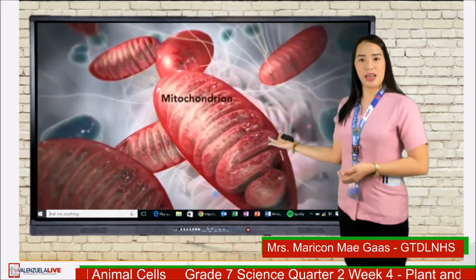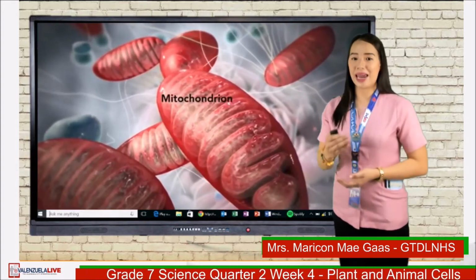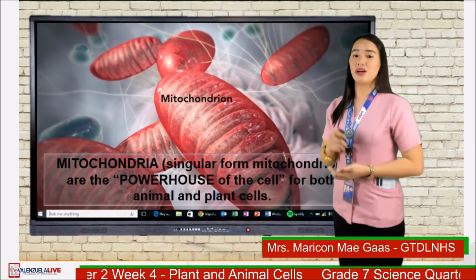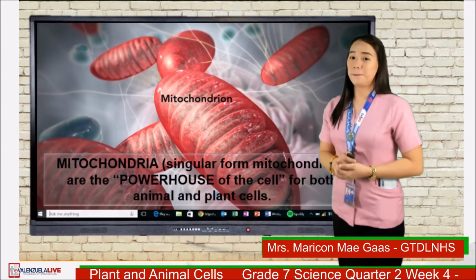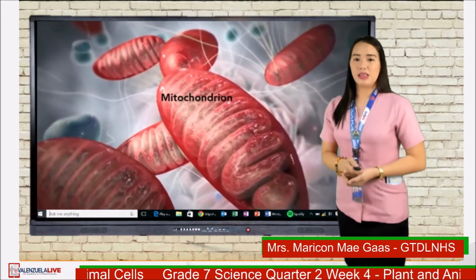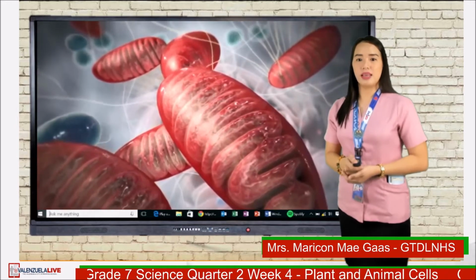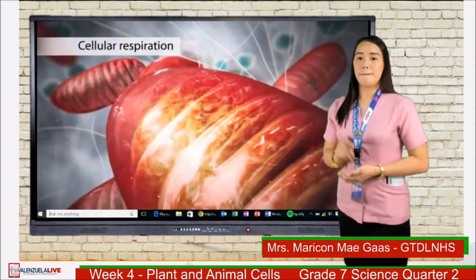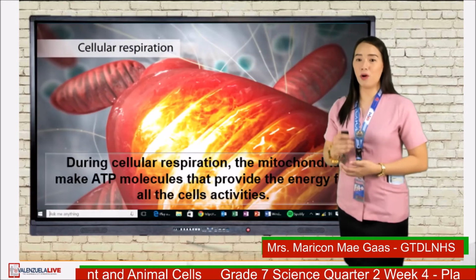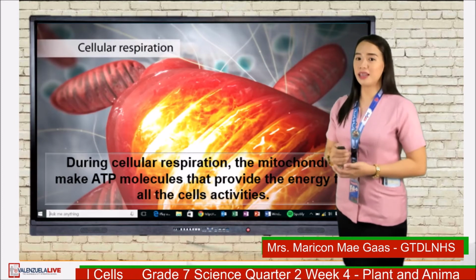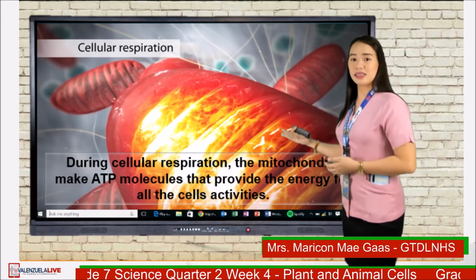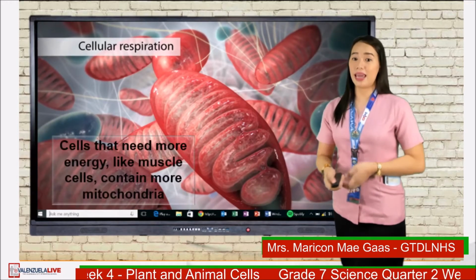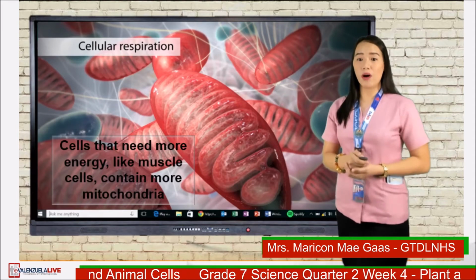The mitochondria, or singular form mitochondrion, are organelles that are the powerhouse for both animal and plant cells. During a process called cellular respiration, the mitochondria make ATP molecules that provide the energy for all the cell's activities. Cells that need more energy, like our muscles, contain more mitochondria.